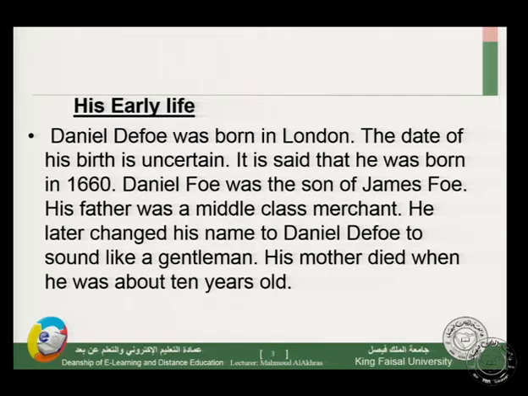Daniel Defoe was the son of James Foe. It was not Defoe, it was Foe. His father was a middle-class merchant. He later changed his name to Daniel Defoe to sound like a gentleman. So he changed his name to achieve his individualism, to be more aristocratic. His mother died when he was about 10 years old.